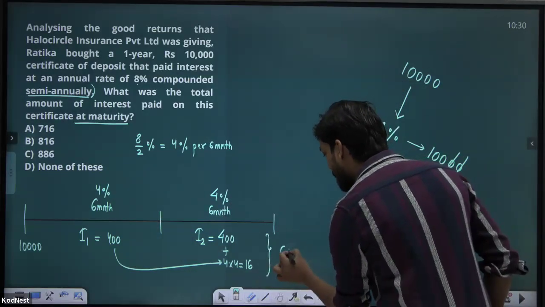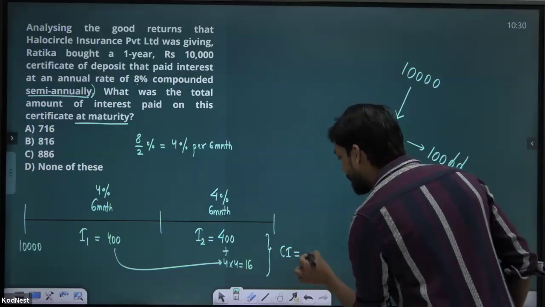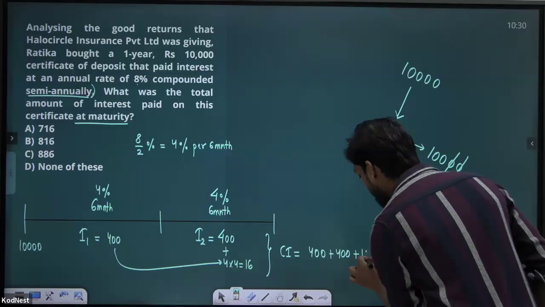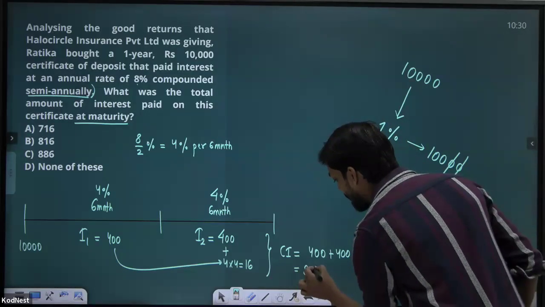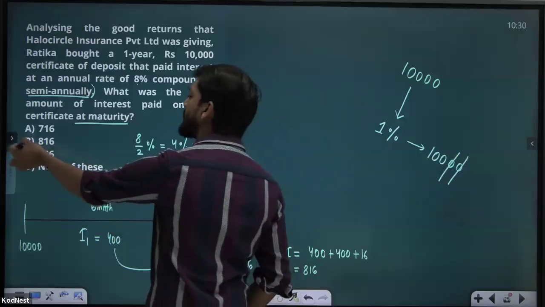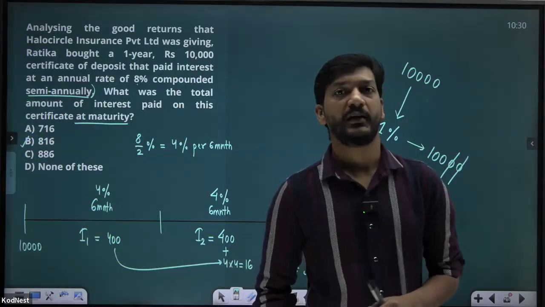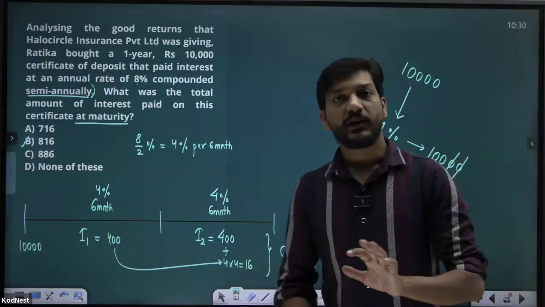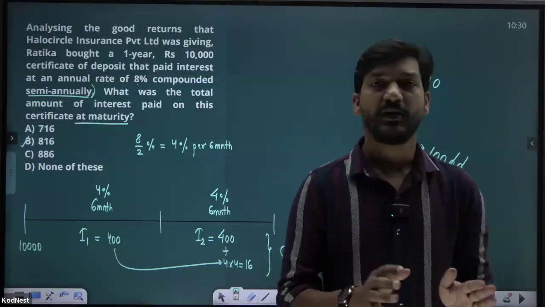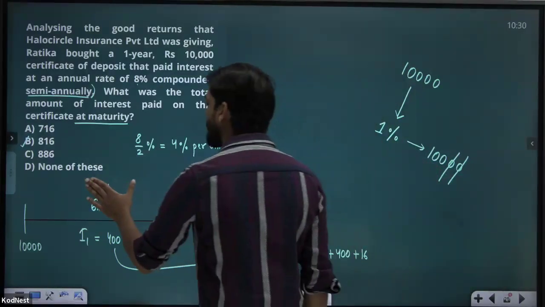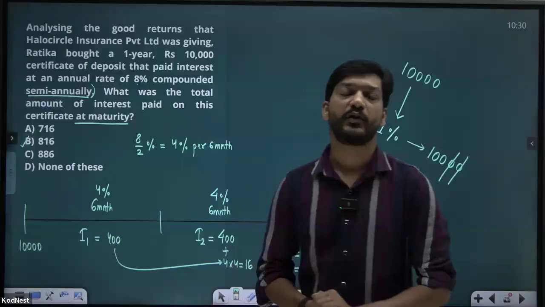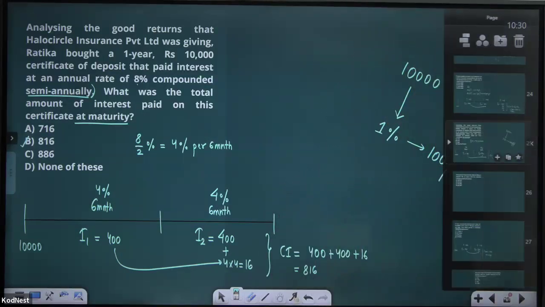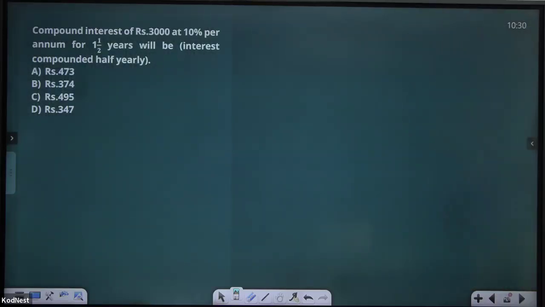So overall compound interest comes out to be 400 plus 400 plus 16. So 816 rupees, that is your answer. So whether it is half yearly or semi-annually or annually, the calculations are similar. The only difference is here we are calculating for 6 months, there we calculate for 1 year. This is the only difference. Please try one more question for confidence. Okay, please start.